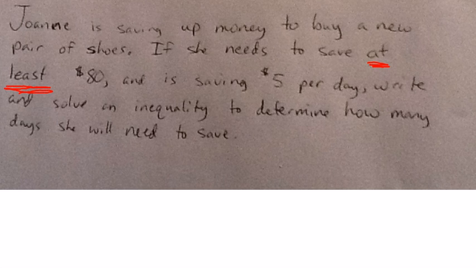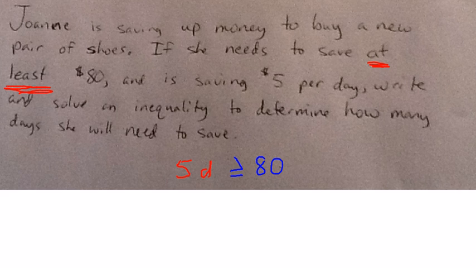Alright, so the first thing we're going to do is write an expression that represents the total amount she saves. If she saves $5 per day, then $5 per day times the number of days, we'll call that D, represents the total amount she saves. And we know this total amount must be at least $80. So what does that mean, at least 80? Well, that means it must be $80 or more. So 5 times D, the total amount she saves, must be greater than or equal to 80.